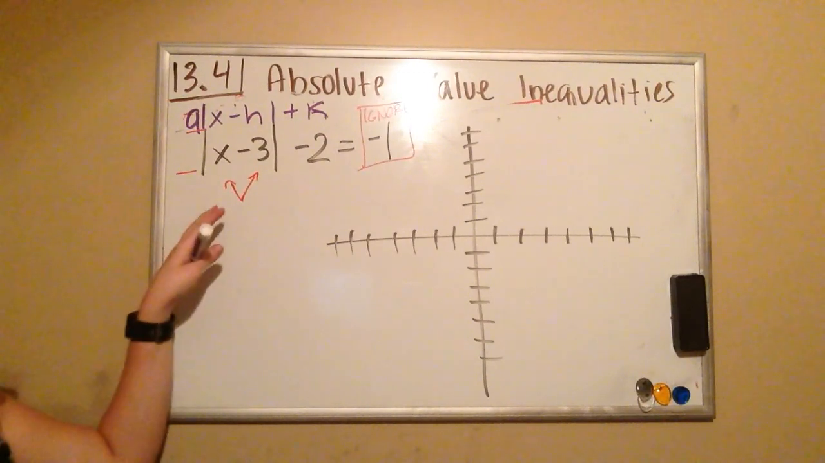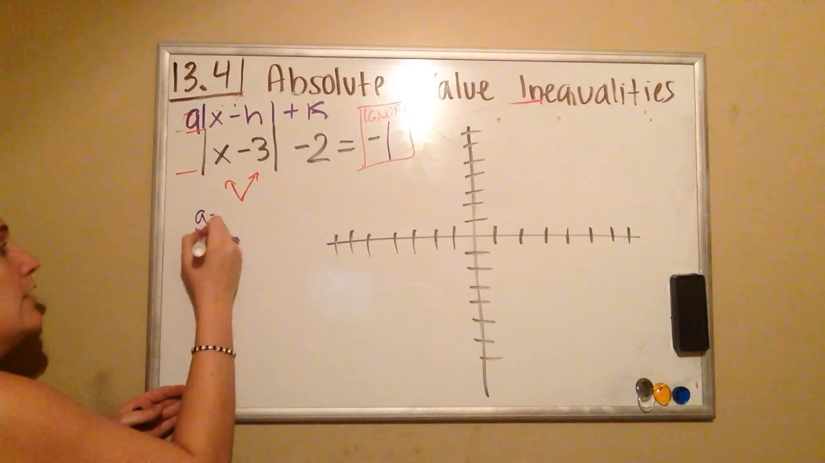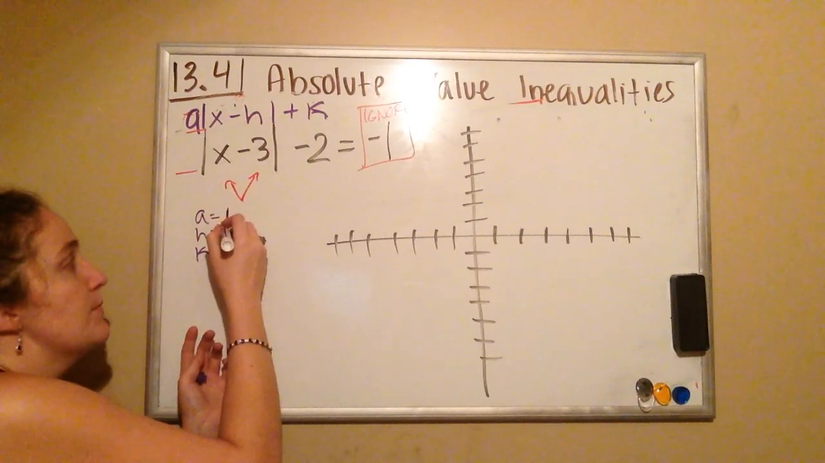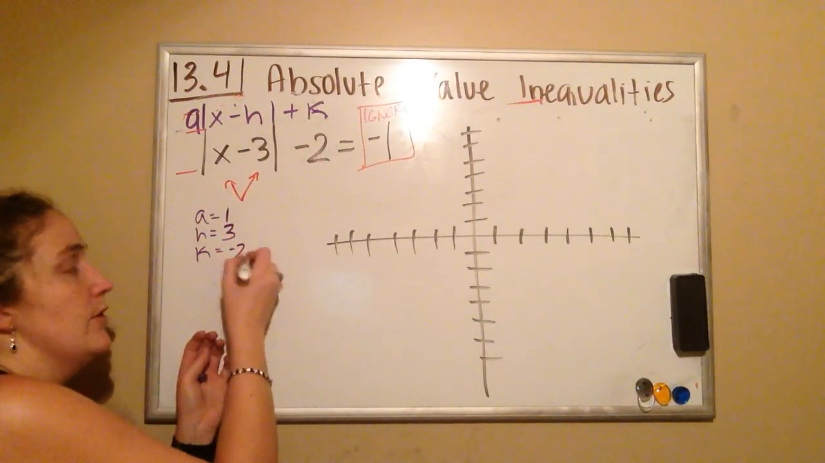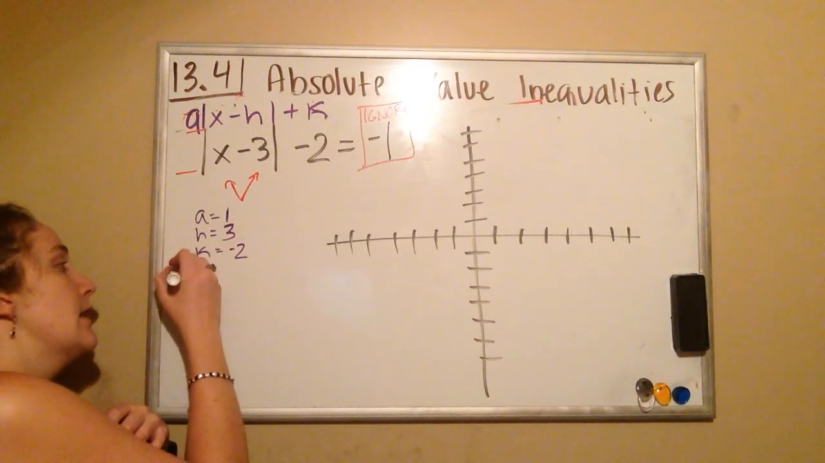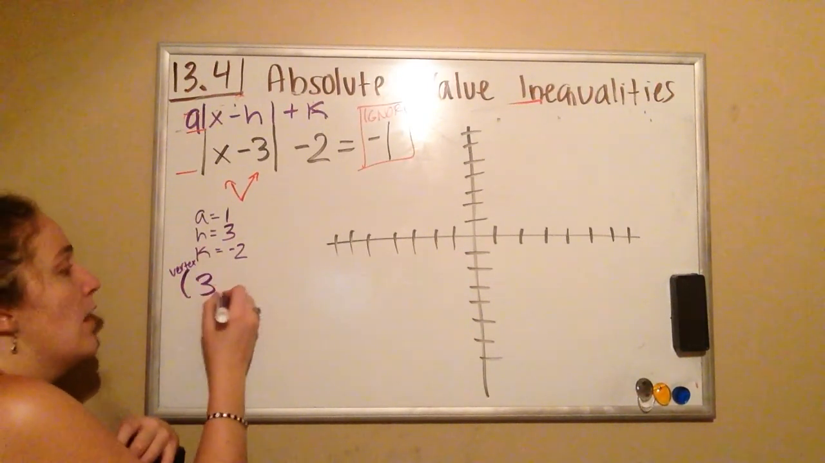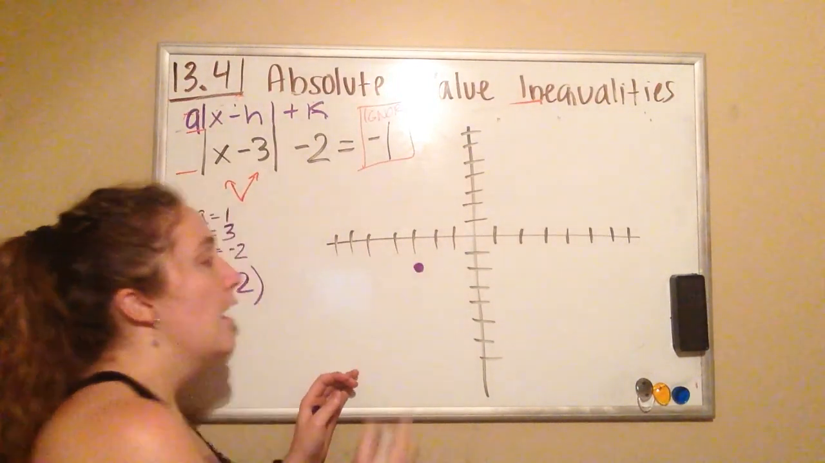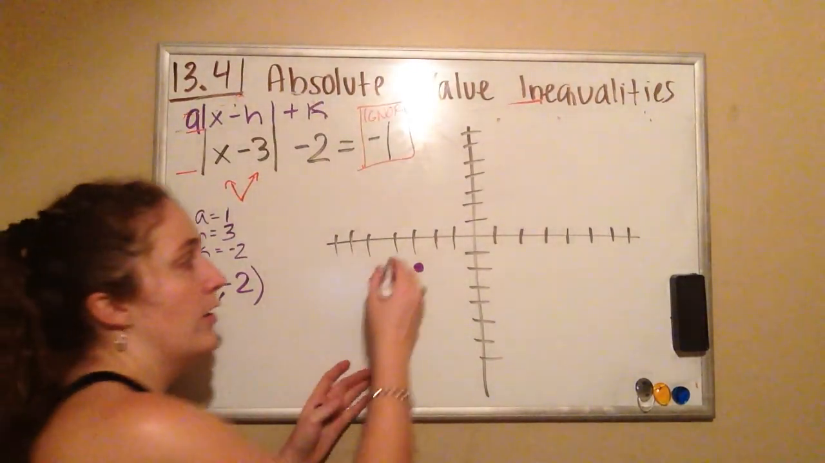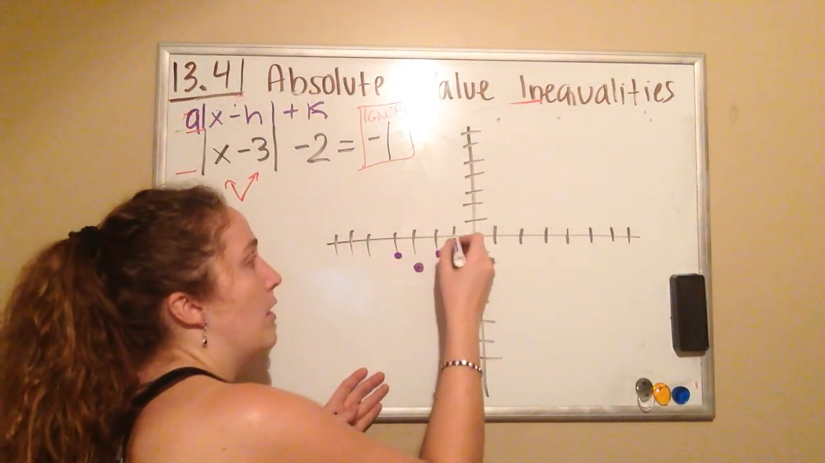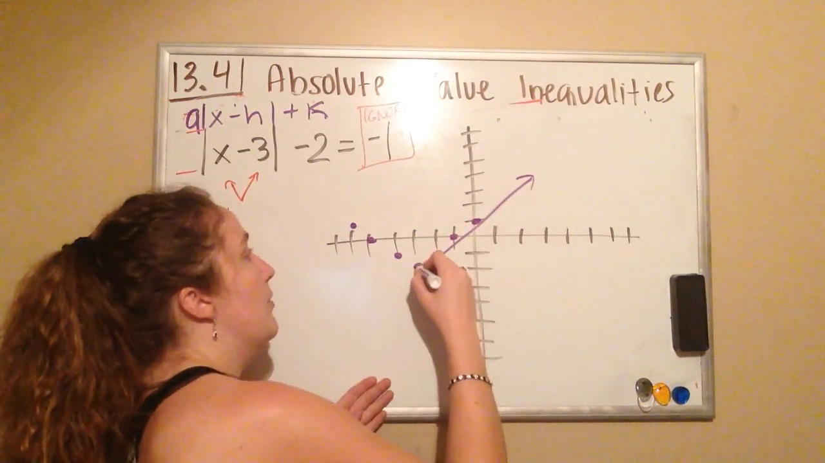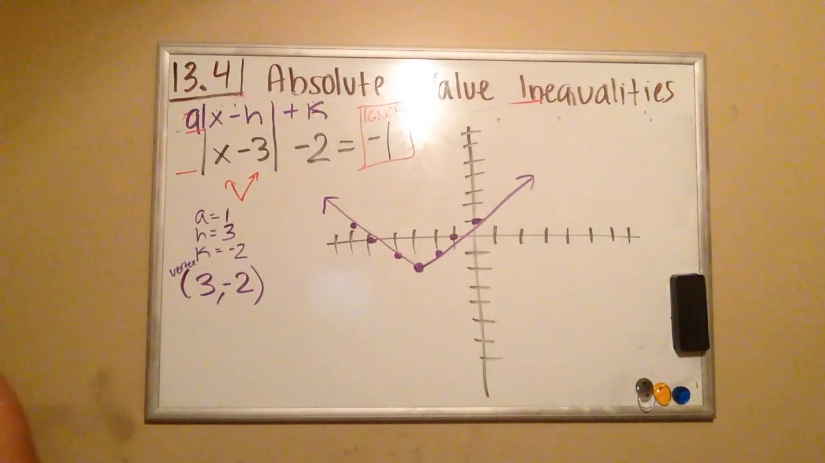Okay? So, when we identify our A, H, and K, our A is positive 1, our H is positive 3, and our K is negative 2. Which means that our vertex is at 3, negative 2. So we're going to start there. 3, negative 2, that's our vertex. From there, we're going to use our slope of up 1, over 1, up 1, back 1, and so on to get our V, remembering that our V should be symmetrical on both sides, opening upwards because the A is positive. Okay, now we've graphed it.